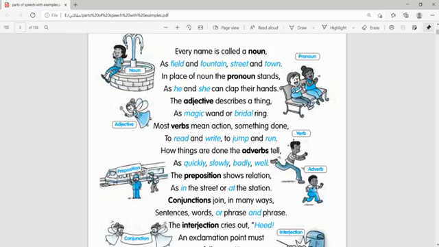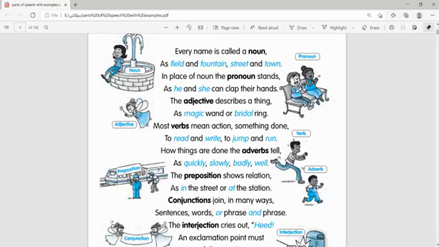Now come down to the next part of speech, preposition. Preposition shows you the relation between the noun and other words, as in the street or at the station. In, at, on, under. All these are prepositions. After verb, the second important part of speech is preposition.